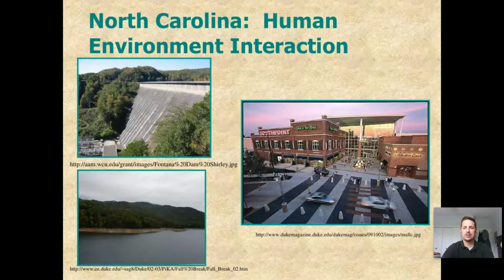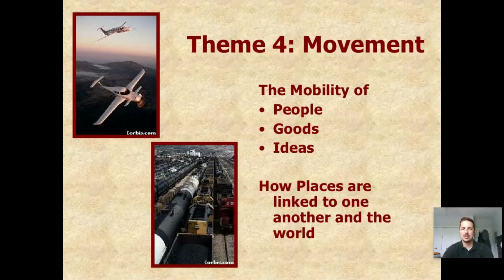So some North Carolina human-environment interaction. We build dams to change the water flow and create lakes like Lake Norman. That's a man-made lake, so that's a big modification to the environment. We build malls. We build all sorts of stuff, right? So we adapt to it, we modify it, and we depend on our environment. Human-environment interaction. So theme 4, almost done.